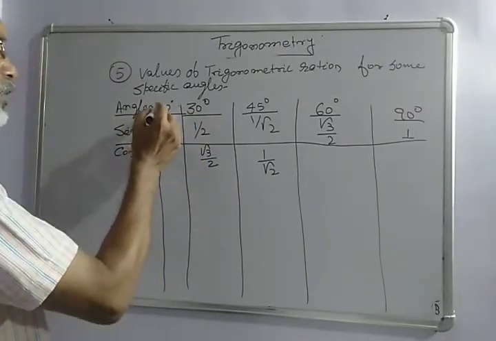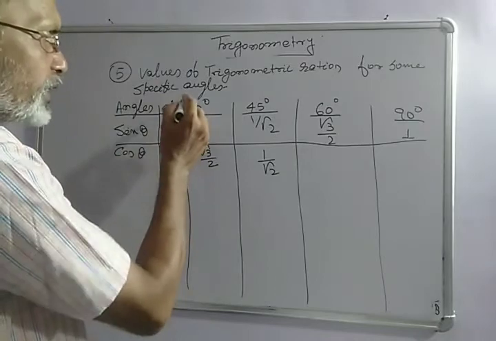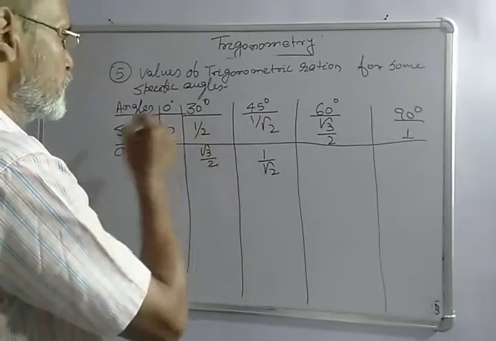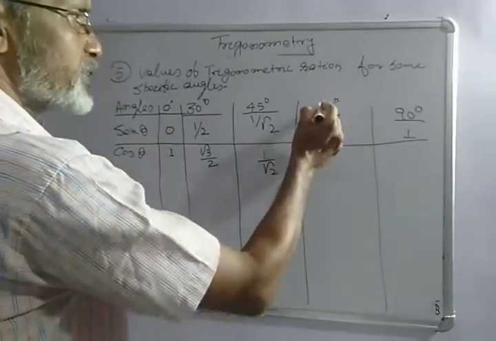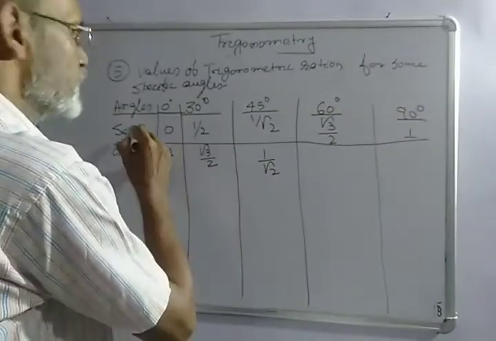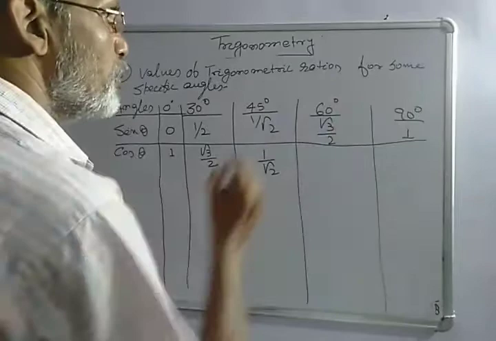Sin 0 is equal to 0. Sin 30 is equal to 1 by 2. Sin 45 is equal to 1 by root 2. Sin 60 is equal to root 3 by 2. Sin 90 is equal to 1.